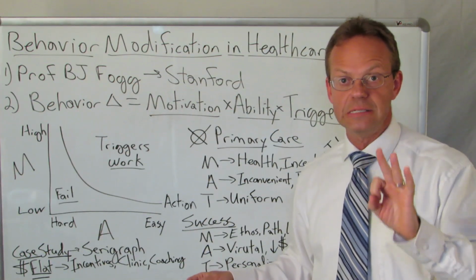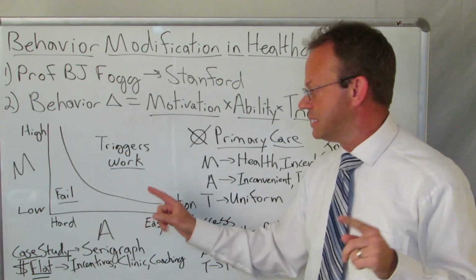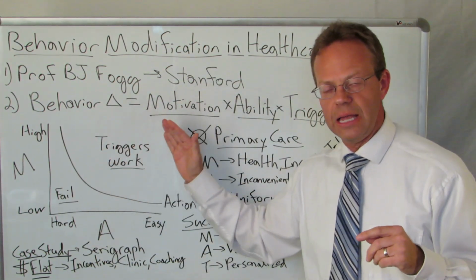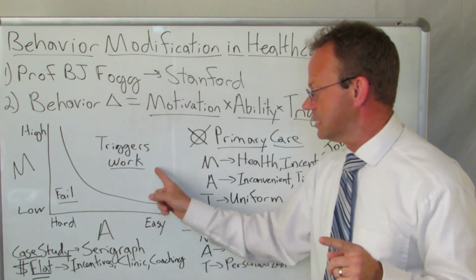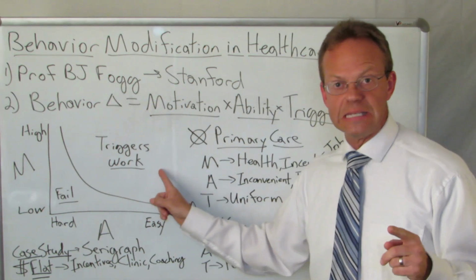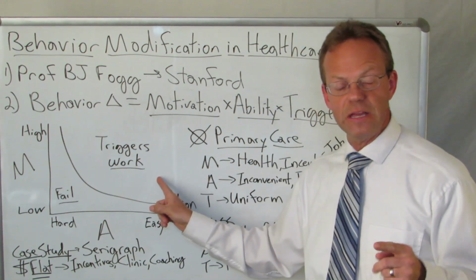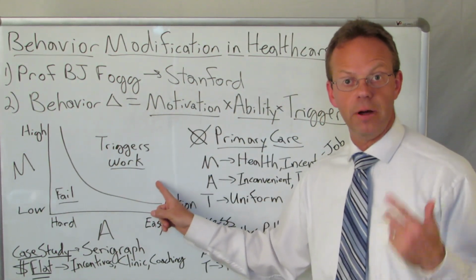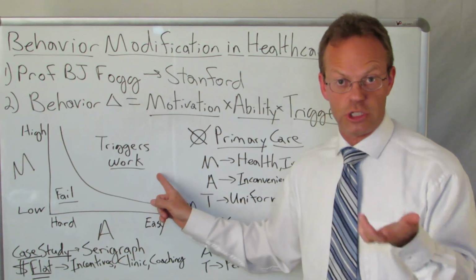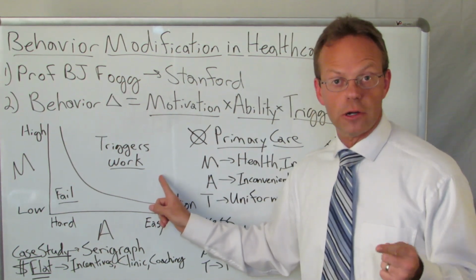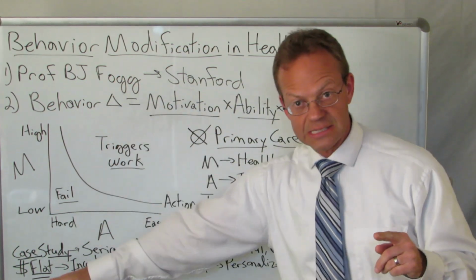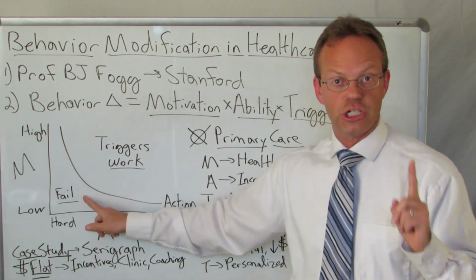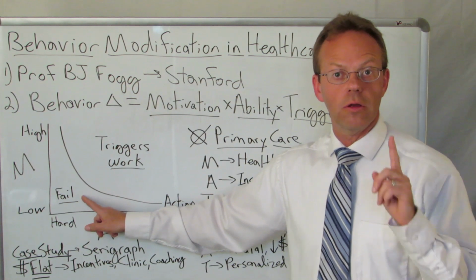The third piece is the triggers. What he says is that on this side of the action line, triggers work. So let's say you're here, it's something that's easy to do, and people have motivation above the action line, say a medium amount of motivation, not a low amount. You still need to trigger them, and those triggers will work. However, if you are on this side of the action line, your triggers will fail.